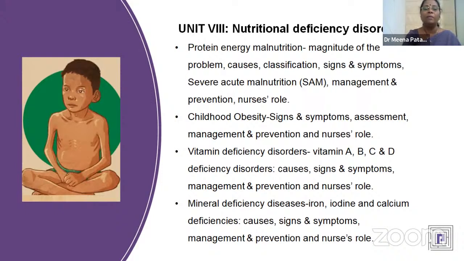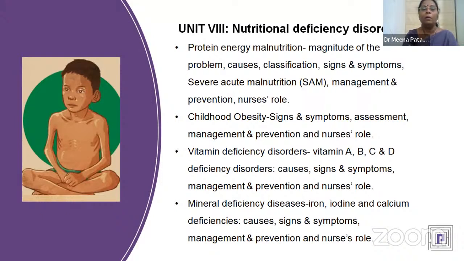So when we say severe acute malnutrition, it is nothing but malnutrition which occurs suddenly and exists for a short period of time. So it is called SAM. Its management and prevention, and the role of a nurse in protein energy malnutrition, prevention, treatment and management. What role does a nurse play?